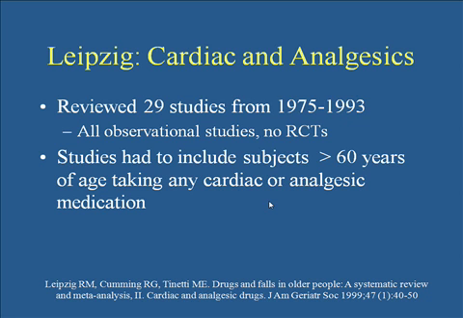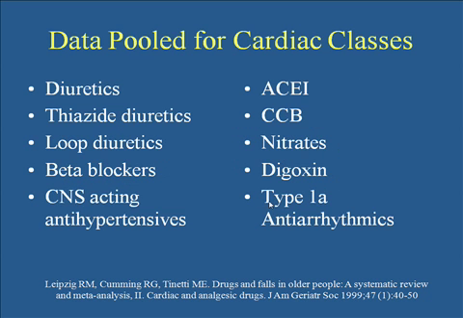The same group looked at cardiovascular drugs and analgesics, basically the same time period, this time from 75 to 93. Again, all observational studies, same inclusion criteria. For the cardiac classes, they looked at the classes listed here. And as we look at these, we need to remember that during this time period, we had a different group of drugs within these classes than we're using right now. In fact, some of the drugs in these classes we really don't use now, so we need to keep that in mind when we look at these data.